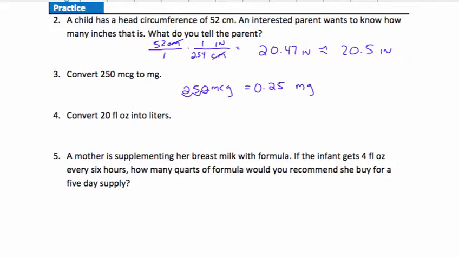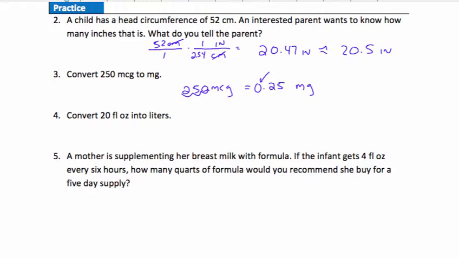So 0.25 milligrams. Now we want to make doggone sure that we write this 0 out front of the decimal point. In all health professions, we always write the 0 in front of the decimal point to make sure nobody misses that decimal point when we're looking at things. Okay? Question 4. Convert 20 fluid ounces into liters.